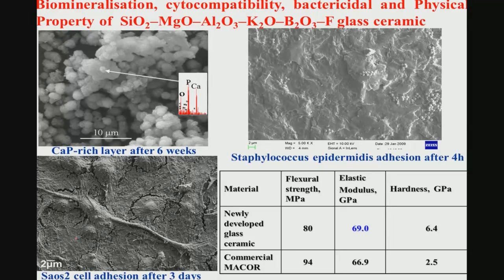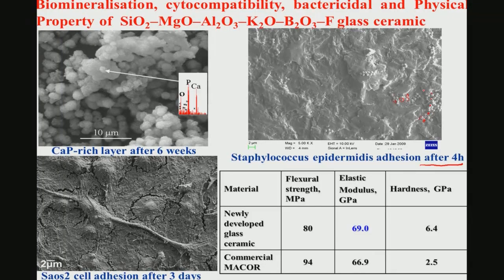Okay. Now, coming to some of the cell level studies, like in vitro cytocompatibility or bactericidal studies, we have obtained quite neat and encouraging results. Antimicrobial properties were studied using Staphylococcus epidermidis as one of the bacterial strains, which is gram positive, and their adhesion on the glass ceramic materials was tested after 4 hours of growing them in Luria growth medium. After 4 hours you do see some Staphylococcus bacteria, but when you compare with the control, the number of bacteria is certainly less.